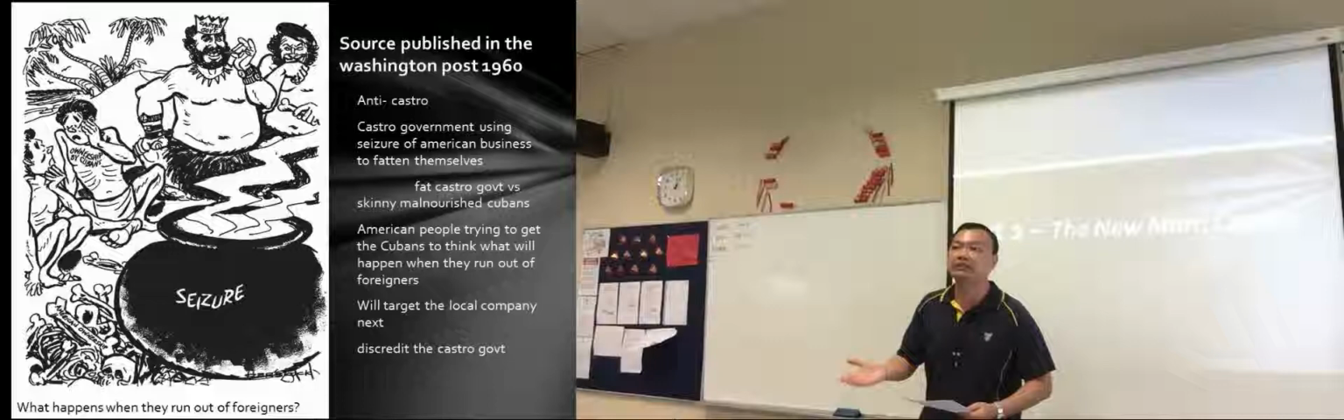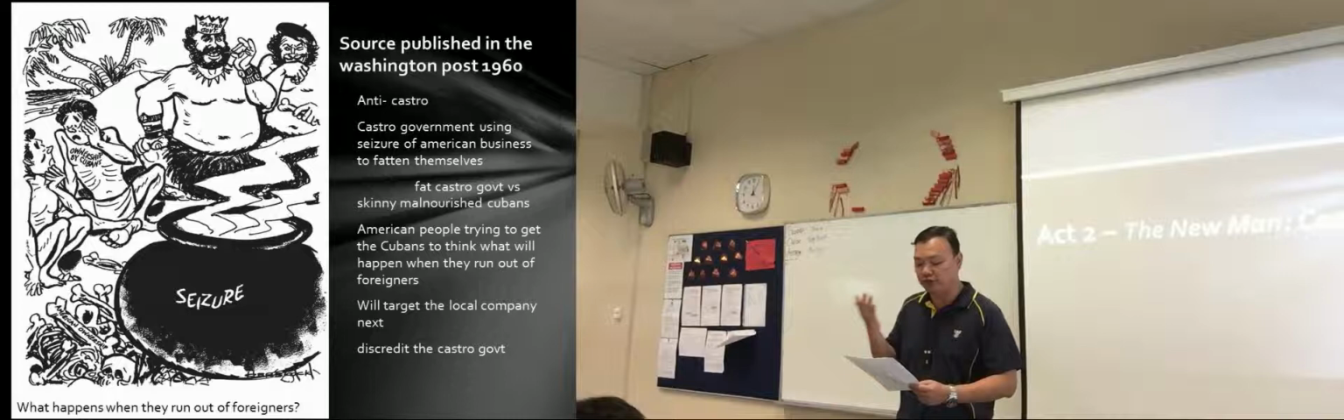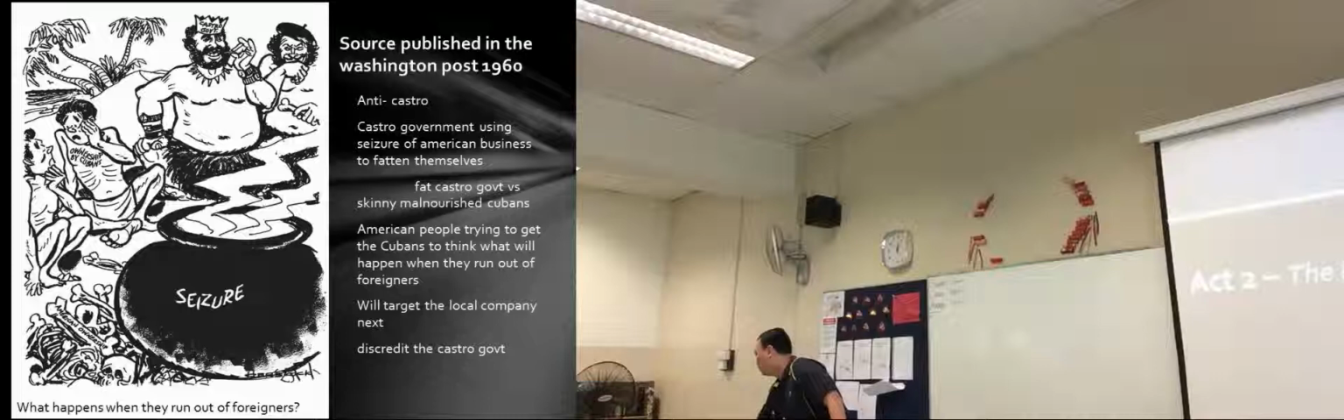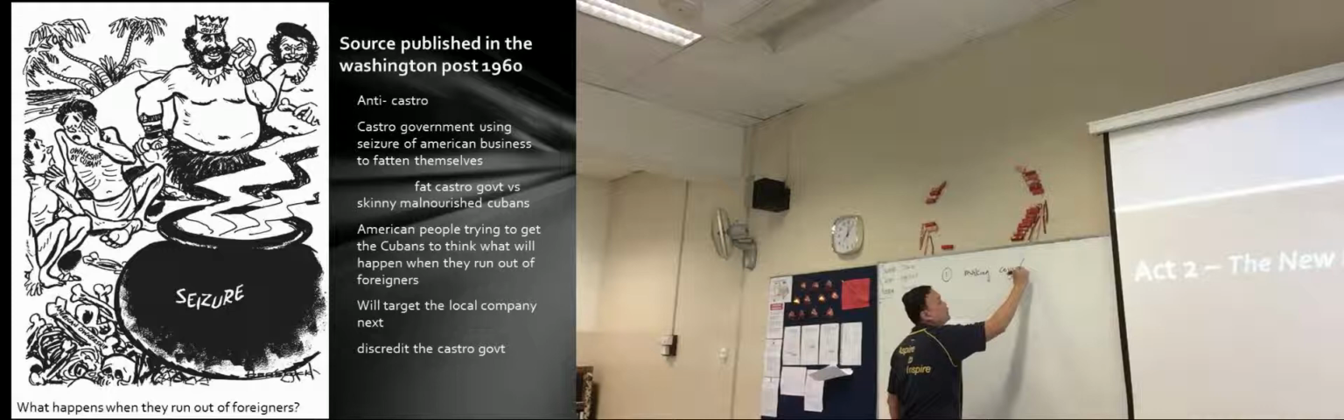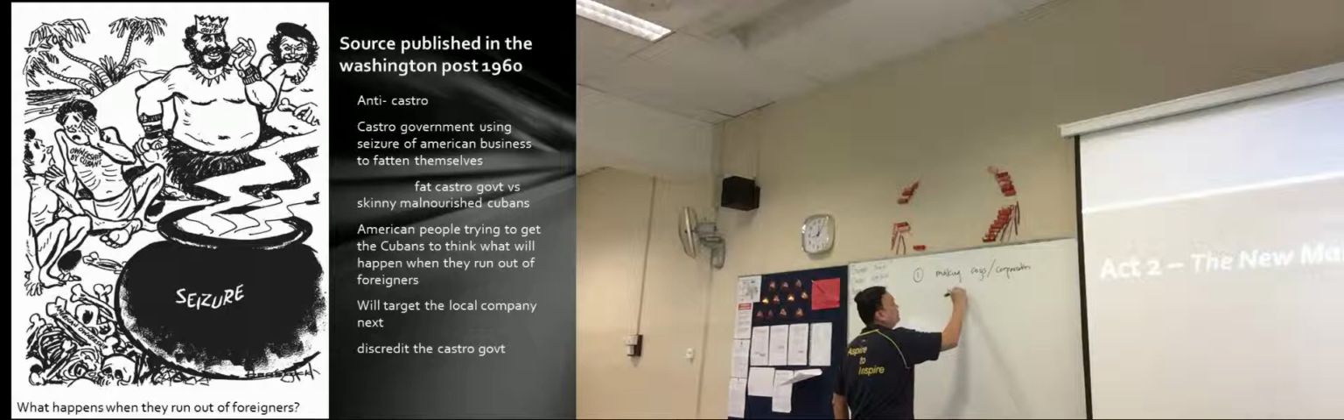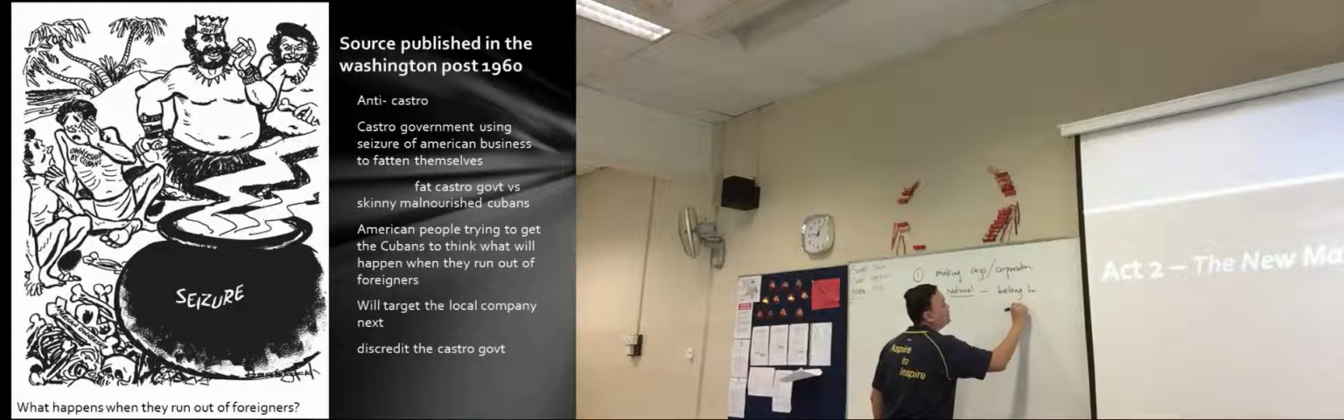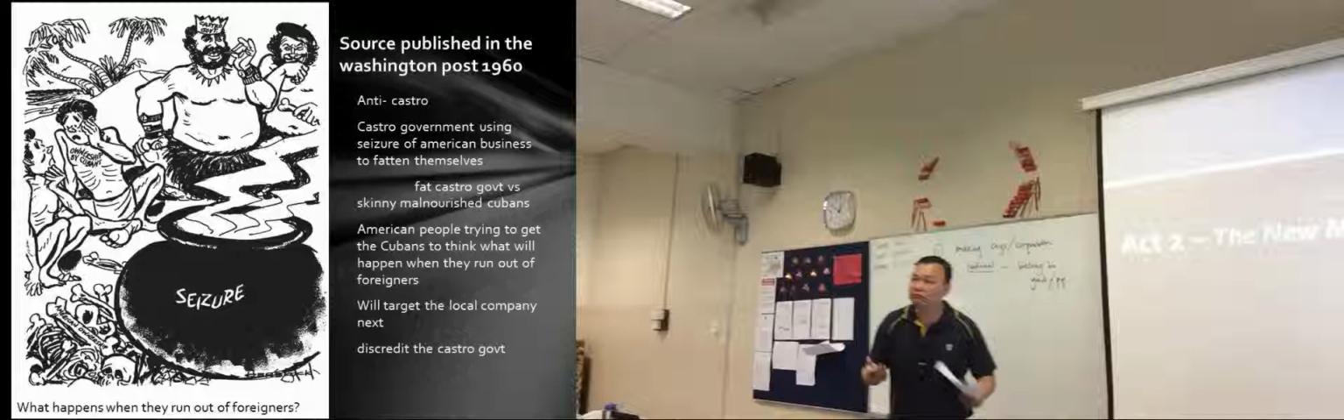Okay, so what we're going to do now is look at some of the questions. First question: what do you mean by nationalizing foreign property? What do you understand by nationalizing foreign property? The state taking ownership. Making the companies, or what we call the corporations, national. Meaning it belongs to who? It belongs to the government now. In short, it belongs to the government who act for the people.